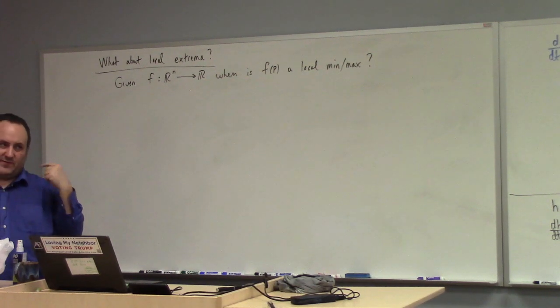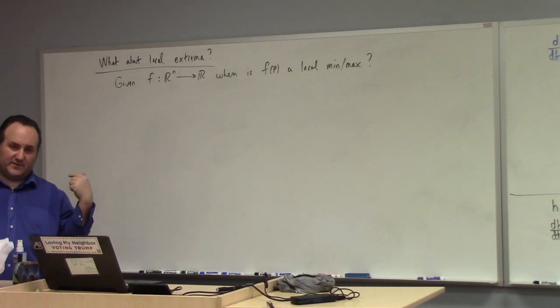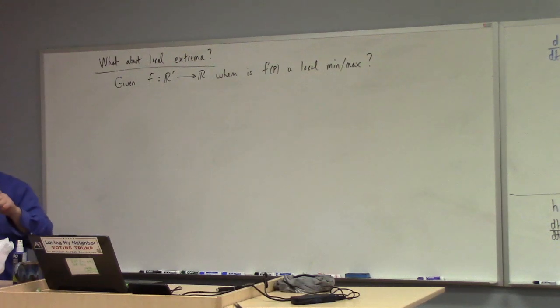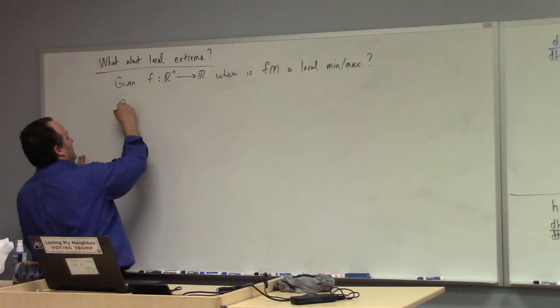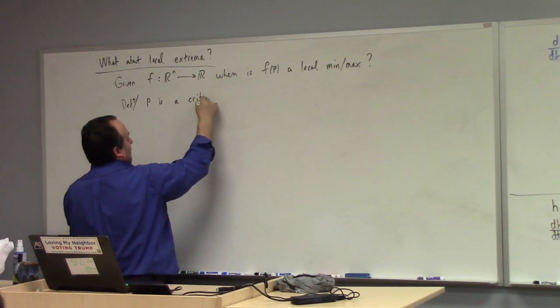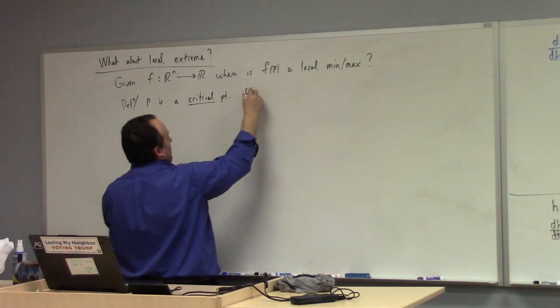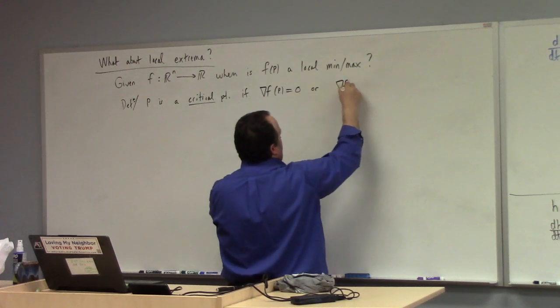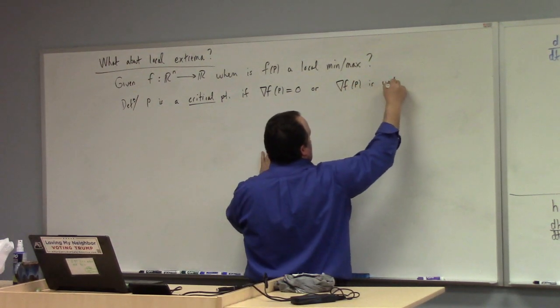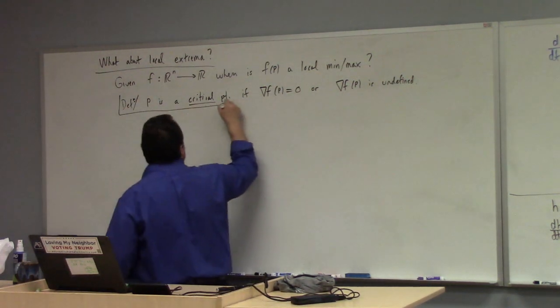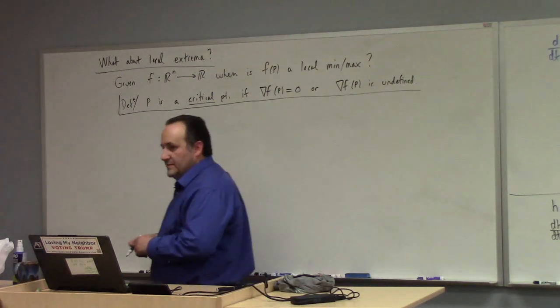However, you should remember from your Calculus 1 experience that just because the derivative is 0 doesn't mean it's a local max or min. We could have derivative 0 and it could be like x cubed. But first of all, a definition: P is a critical point if the gradient of f at P is equal to 0, or if the gradient of f at P is undefined. So we up our game from critical number to critical point.